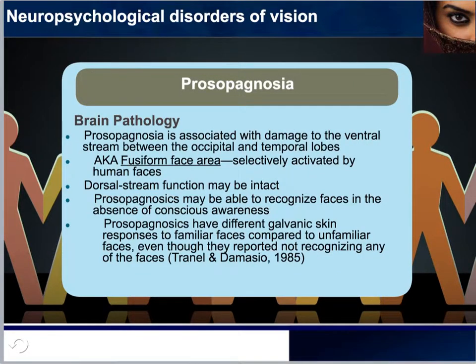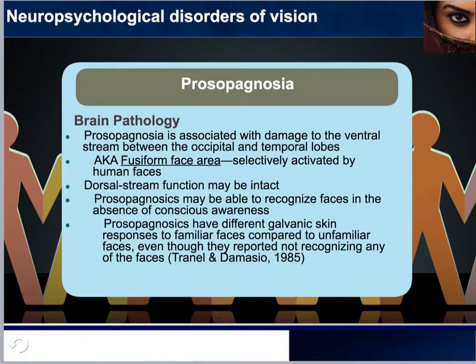What we find about the brain pathology of people who suffer from prosopagnosia is that it is associated again with damage to the ventral stream between the occipital and temporal lobes. This is also known as what we call the fusiform face area. And this is basically an area of our brain that's selectively activated by human faces.